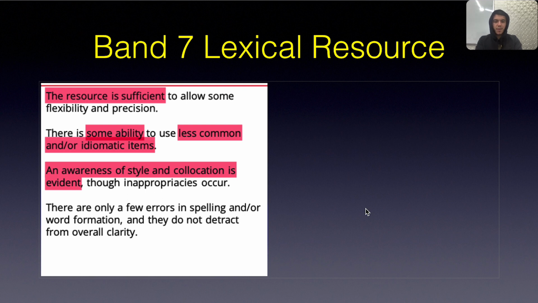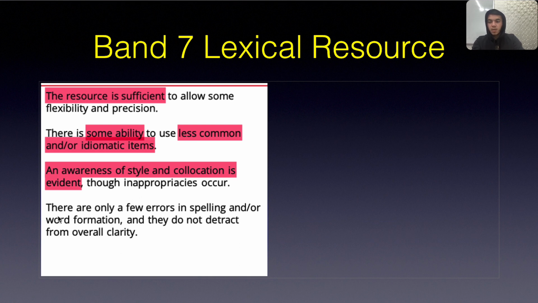And now let's talk about Band 7 lexical resource. So your resource is sufficient, right? It's enough. There is some ability to use less common and/or idiomatic items. We'll talk about less common and idiomatic items in the next slide. An awareness of style and collocation, we'll talk about collocation as well. So even at Band 7, although these are positive comments, there are some negatives.